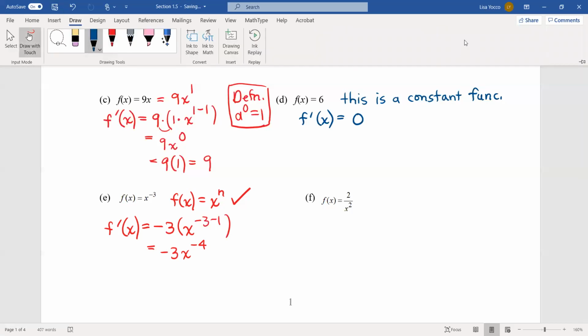Now, again, depending on your algebra background, you may have been taught that you shouldn't leave an answer with a negative exponent.